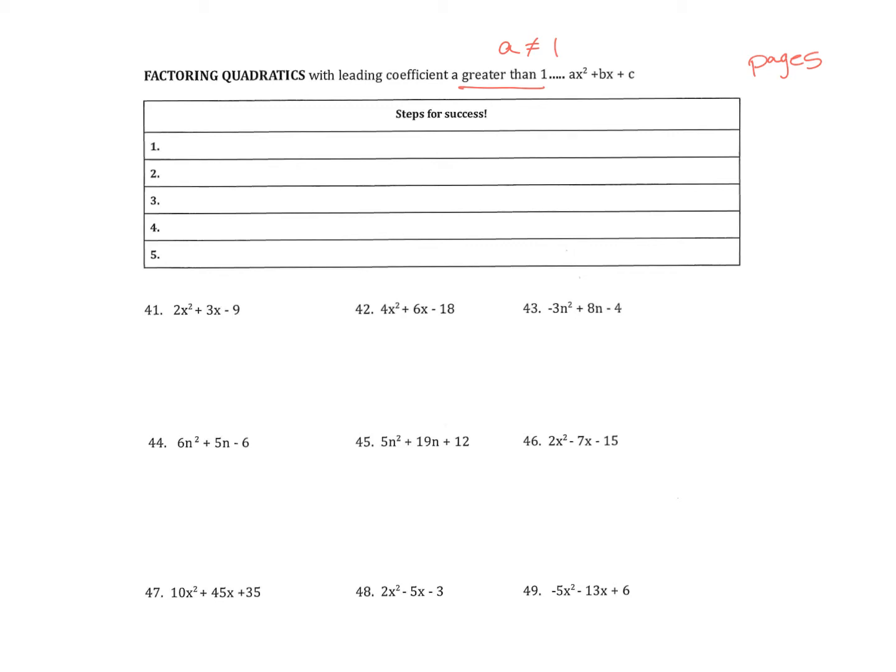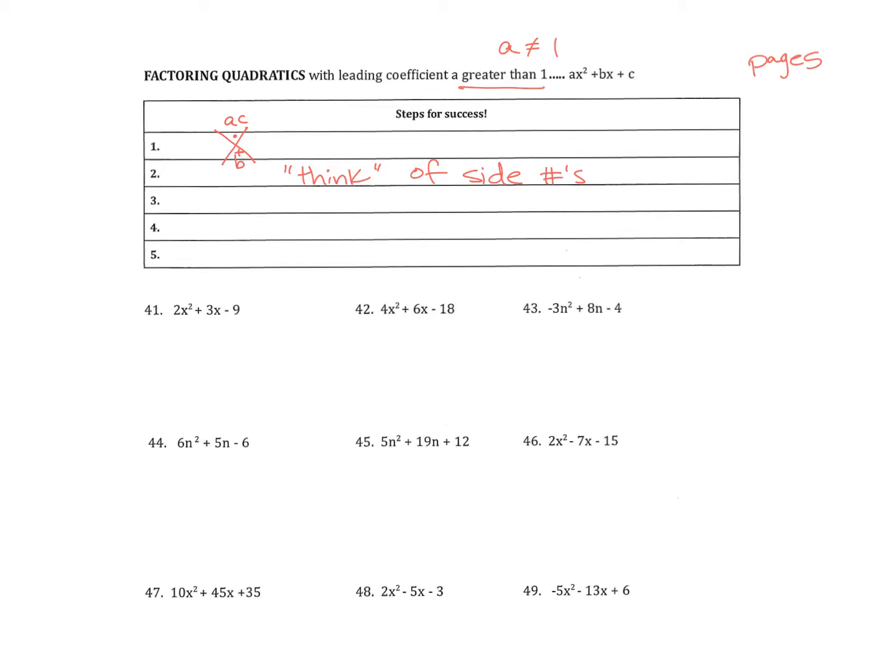So what are the steps for success here? We're going to begin the same way we did for the trinomials when a was 1. We're going to have our a times c on top, and our side numbers are going to multiply to that number. We're going to have our b on the bottom, and our side numbers are going to add to that. So step 2 is we think of the side numbers for that particular diamond or x problem.